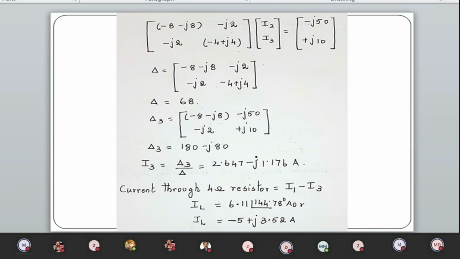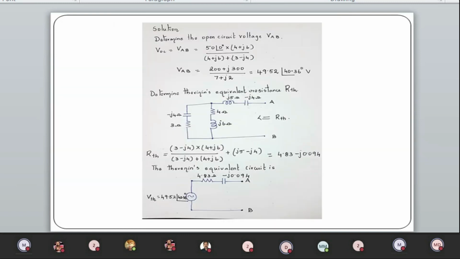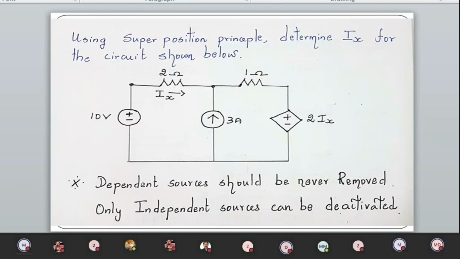Let us proceed to a different type of problem. This problem is very, very important because it involves a dependent source. I told you that dependent sources are of 4 types: voltage dependent voltage source, current dependent voltage source, voltage dependent current source, and current dependent current source.